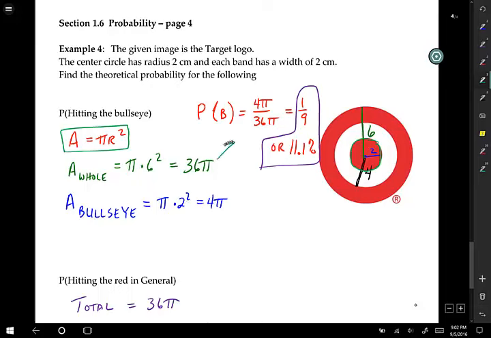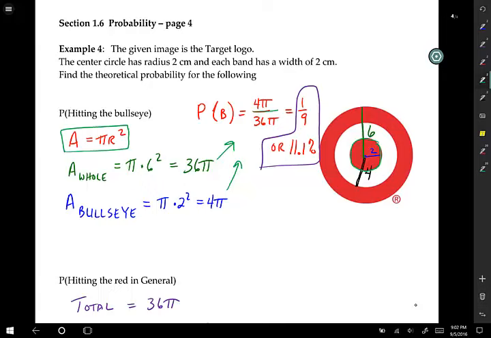So these 2 facts lead me to the idea of my probability. I took 4 pi and I divided by 36 pi. The pi's canceled, and the 4 and the 36 reduced to 1/9. That gives us a probability of 1/9, or 11.1%. Then I said, hey, what's the chance of hitting the red in general? How much red is there?